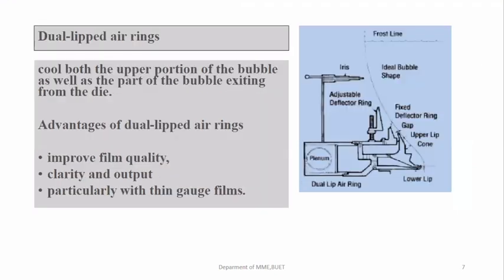Okay, here a dual lip air ring is given. It evolved from single units. This ring cools both the upper portion and the part of the bubble that has exited from the die. This ring has some advantages like improved film quality, clarity, and output, particularly with thin gauge films.